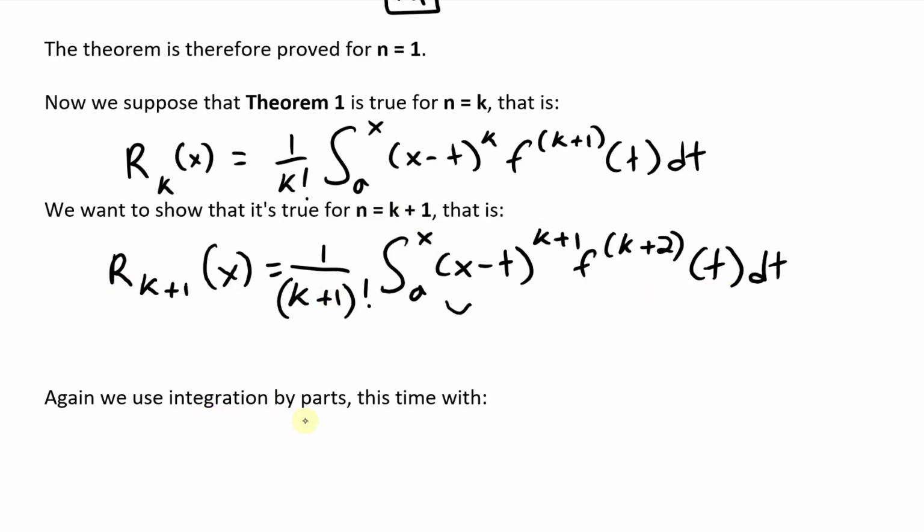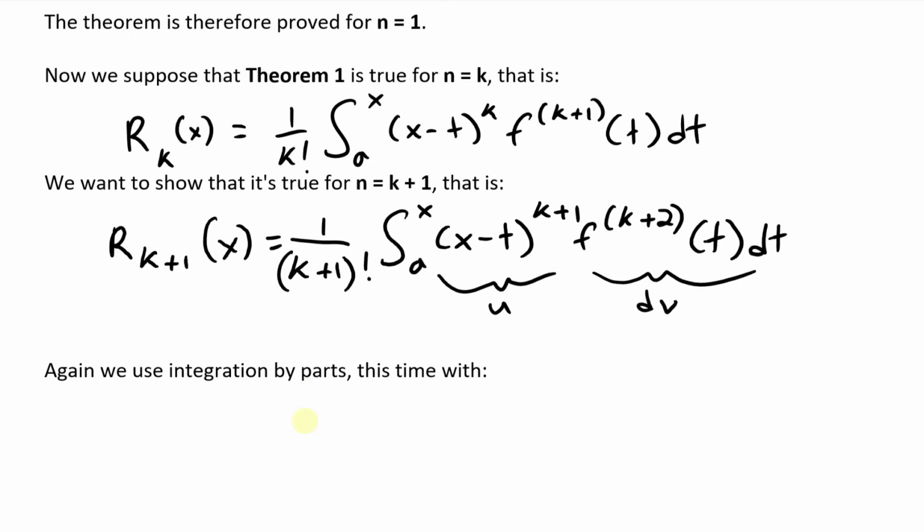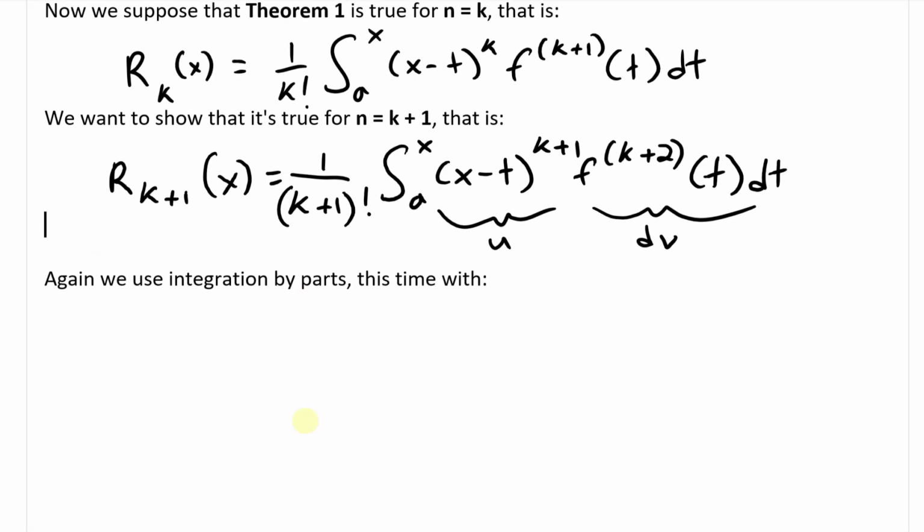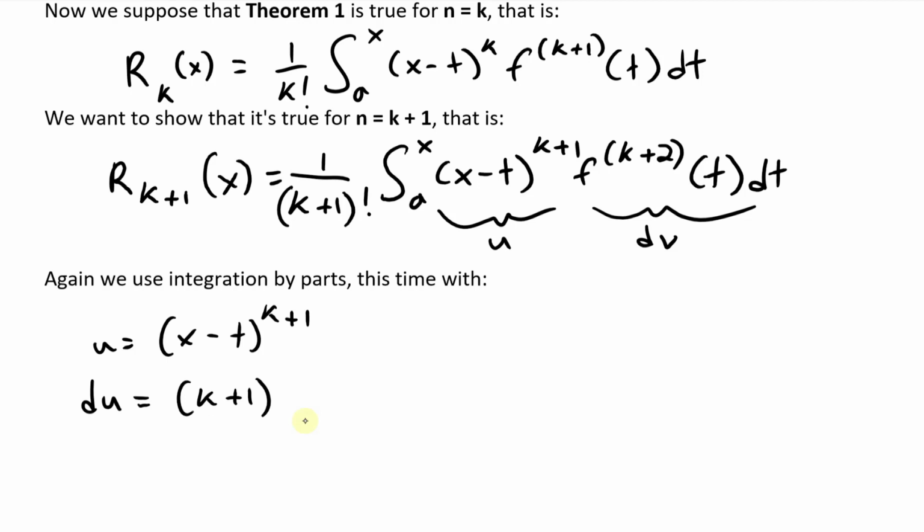This time, and I'm going to draw this here, this whole thing is going to be our u, similar to the previous derivation, and this is going to be our dv. So again, we're going to use integration by parts where u equals (x minus t) to the power k plus 1. Let's just take the derivative here. So the du is going to be, this k plus 1 goes down, and then we're going to have x minus t. So let's put an arrow like that. This is what we get from it.